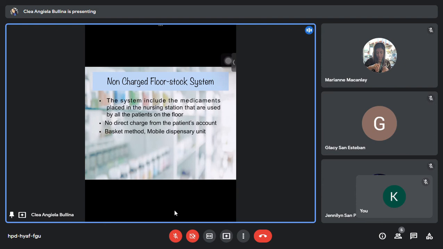So, this is divided into two methods. We have basket method, drug basket method, and mobile dispensary unit. Okay, basket method and mobile dispensary unit.